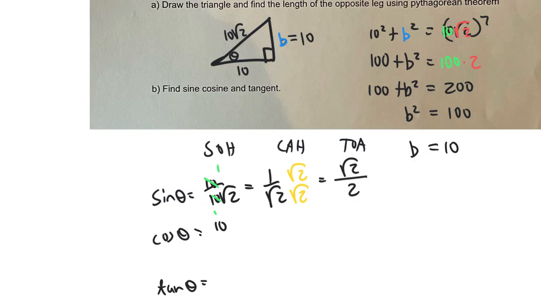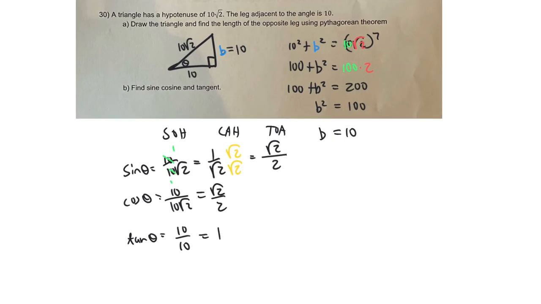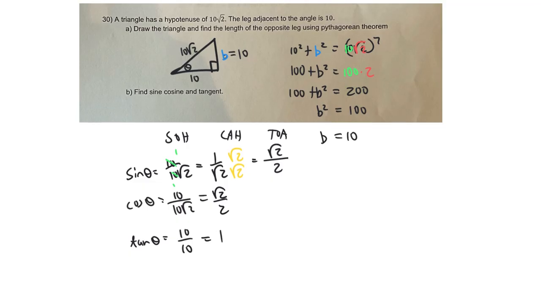Okay, the cosine is adjacent over hypotenuse. So that's going to be 10 over 10 radical 2. Well, the good news is that we just kind of processed that. We already know that that's going to turn into what we just said, which is this. And then finally, tan of the angle is equal to opposite over adjacent, which is 10 over 10. And that is just a 1. Pretty sure I did that right. Yeah, that is exactly right. Okay, great.